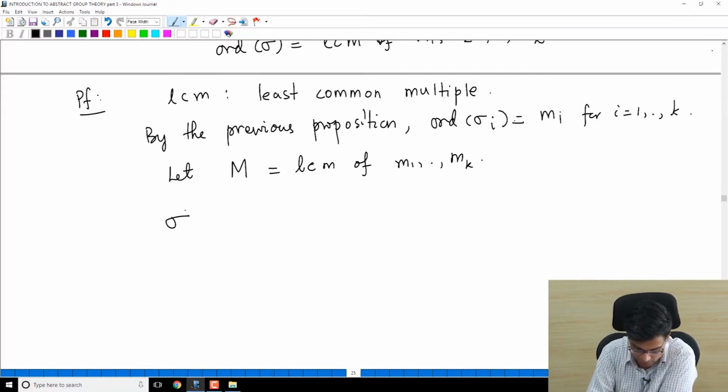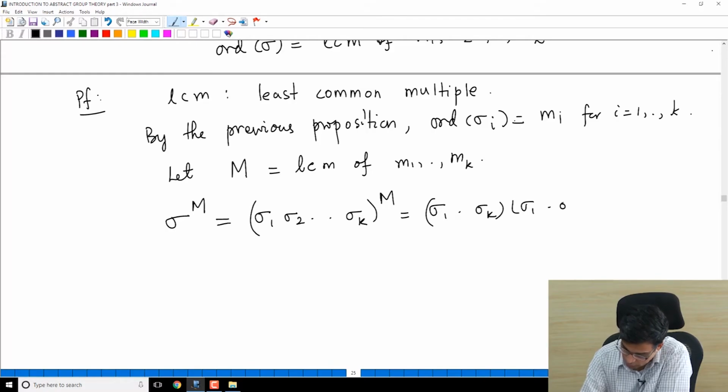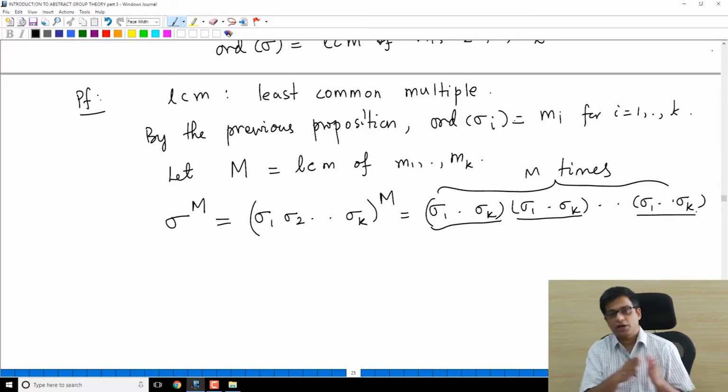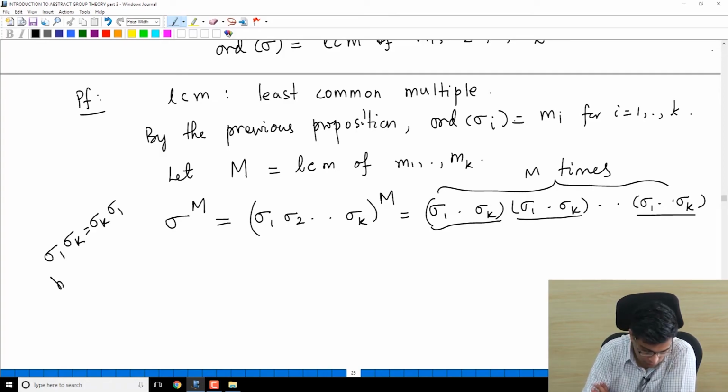Now what is sigma power M? Let's compute sigma power M. This is sigma 1, sigma 2 up to sigma k, power M. So remember, this means I am doing sigma 1 through sigma k, sigma 1 through sigma k, and so on, M times. In general, permutations do not commute with each other, but disjoint cycles do. So sigma 1 sigma k is sigma k sigma 1, because they are disjoint cycles.